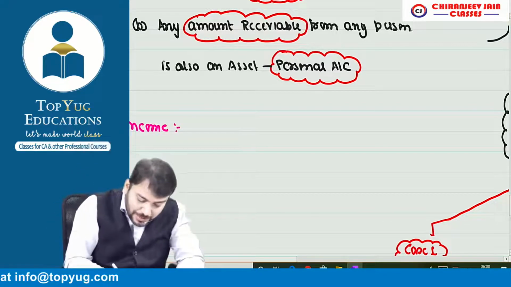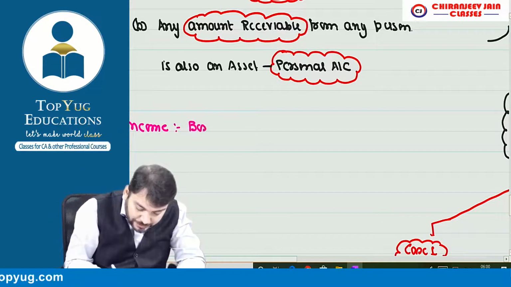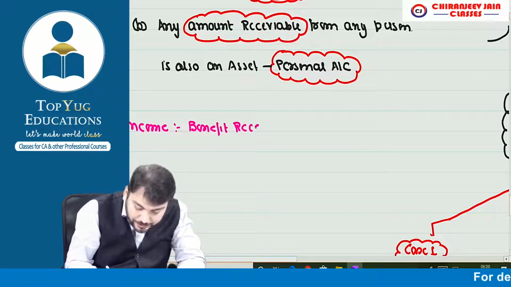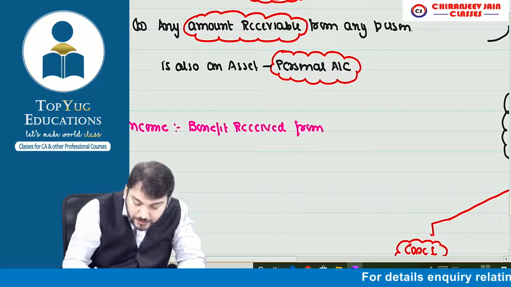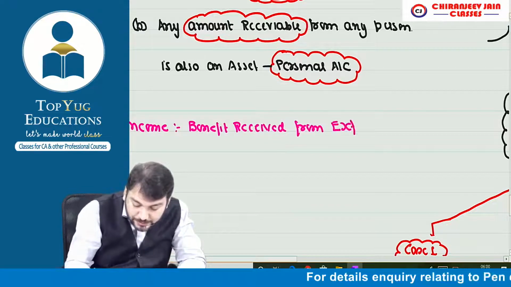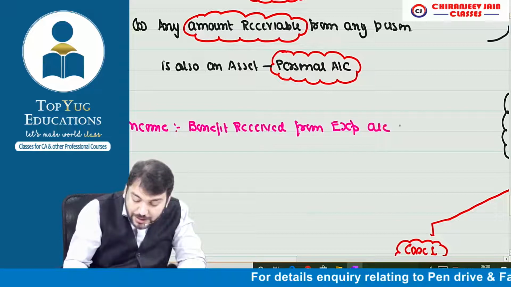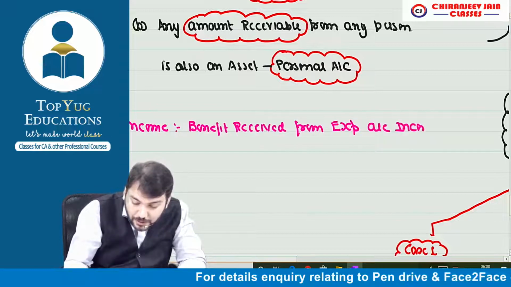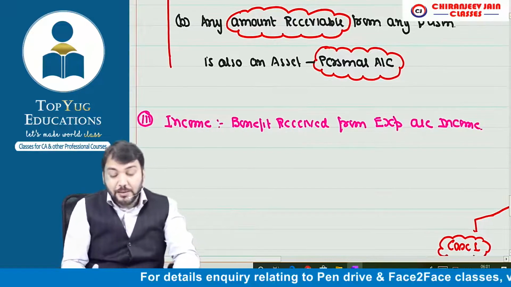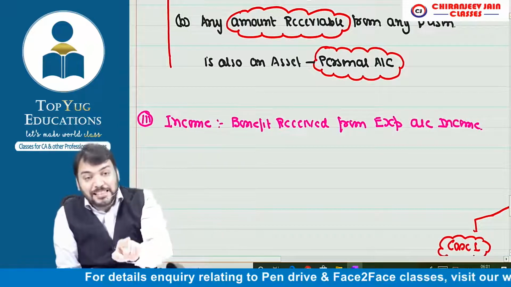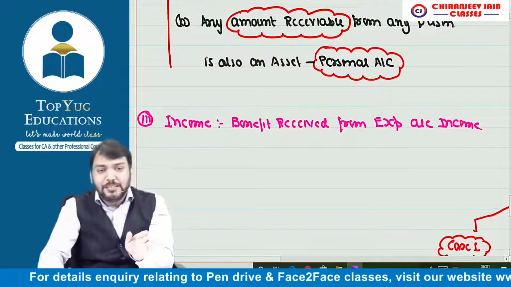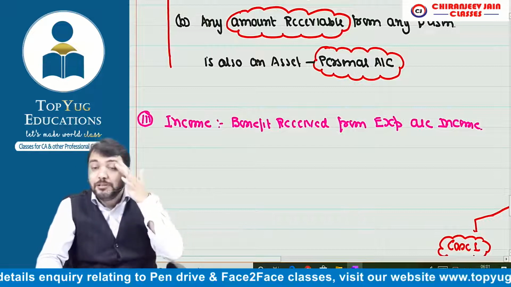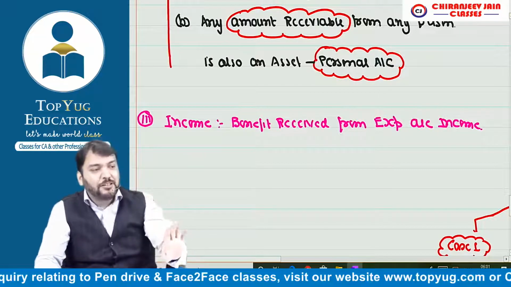So can I say in this way, benefit received from expenses is income. Benefit received from expenses means without expenses you cannot generate income. You cannot generate income. Just try to understand.